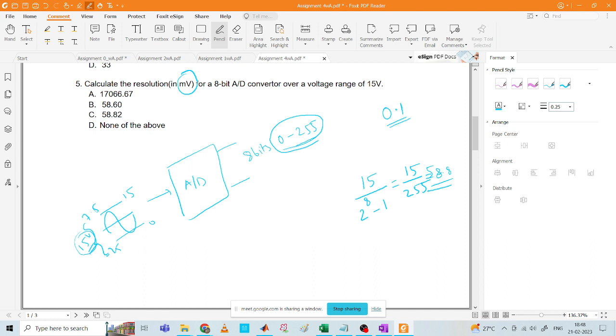So what is the resolution? Resolution means what is the significance of 1 bit. So for example 0 to 1, 1 to 2, it can go up to 255, okay? Now this covers this full range of 15 volts. So what is the voltage between any 2 points? That is the reason you have to divide 15 by 255. Whatever you get, that is the smallest change that will happen when there is a 1 bit change.